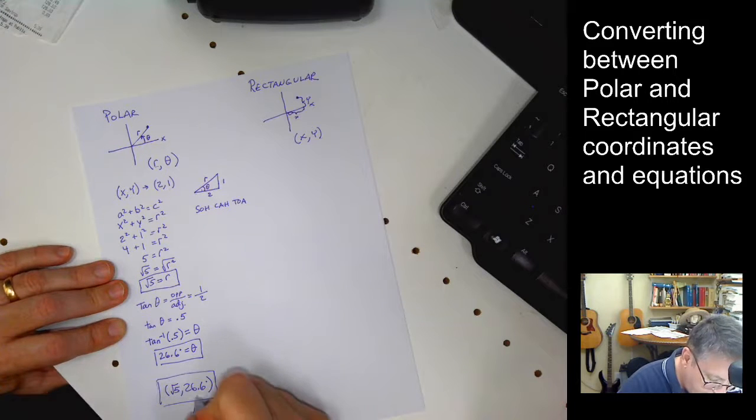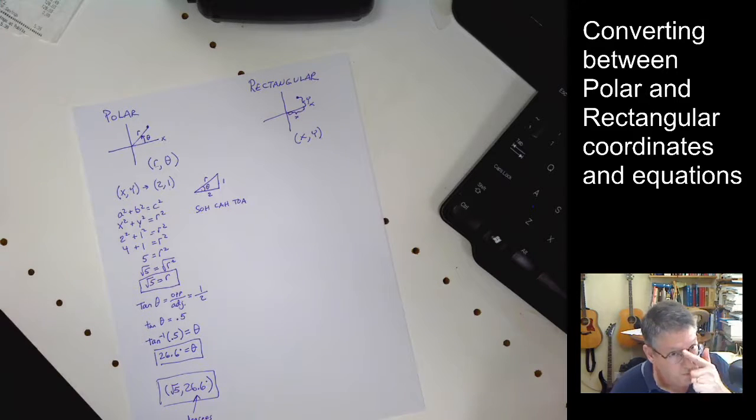This thing here, that could be in degrees, or it could be in radians. Whichever is working for you. Usually it's whatever setup comes from the problem.